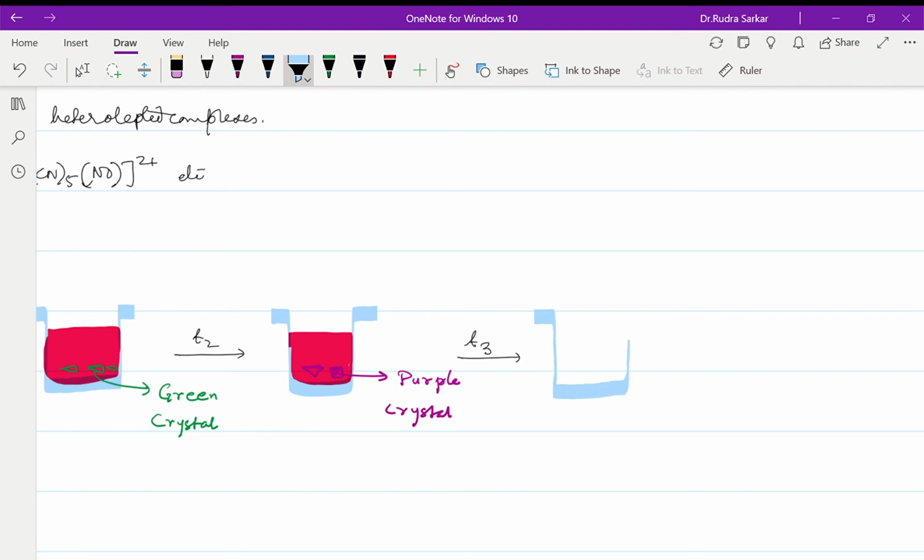Okay, again from the same soup. Okay, suppose he now gets, all right, yellow crystals. Okay, so he's getting yellow crystals now.